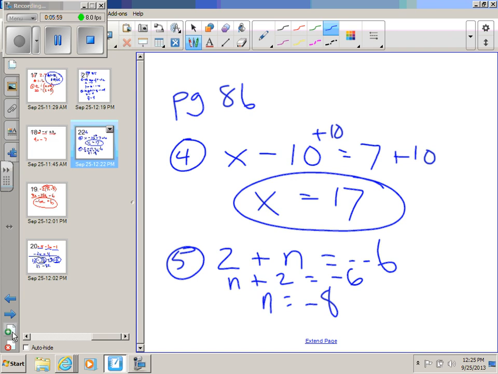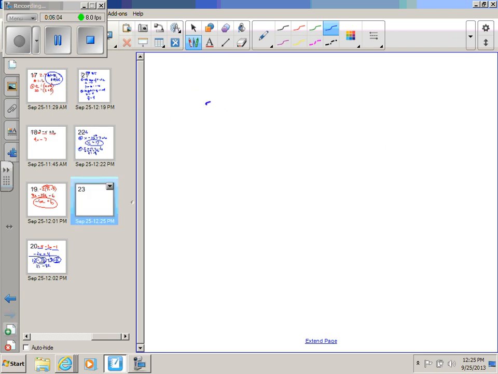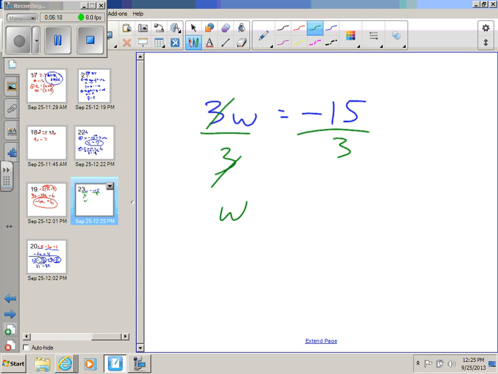Number 6, 3w is equal to negative 15. What's happening to w? It's being multiplied by 3. The opposite is dividing. Negative 15 divided by positive 3. What kind of 5? Negative 5.